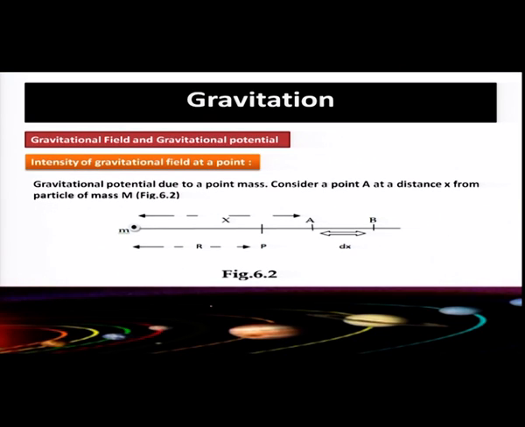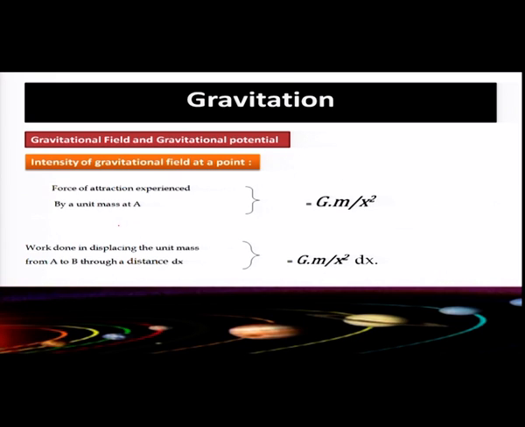So, we will discuss the gravitational potential due to a point mass. You consider a point A at a distance x from the particle of mass, say m. This is the particle of mass m. All this, A, x and m, lie on the same axial line. Therefore, the force experienced by unit mass at A is nothing but Gmm by r squared, and this can be written as Gm by x squared.